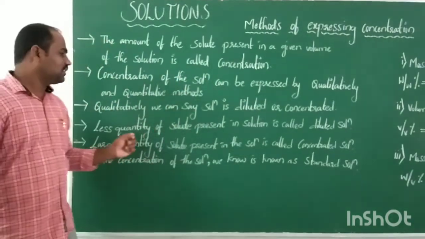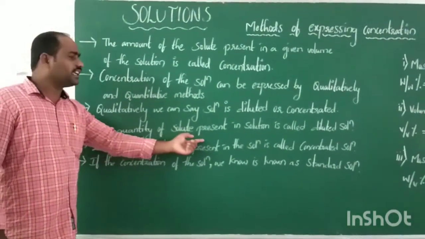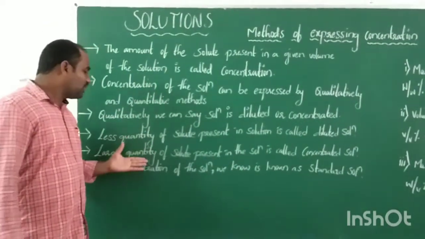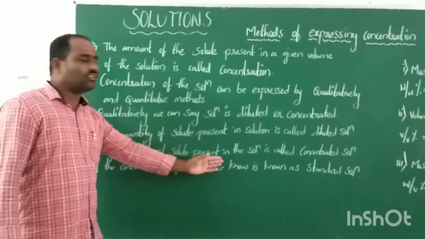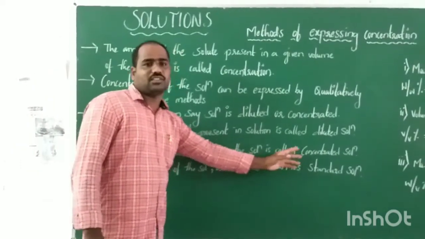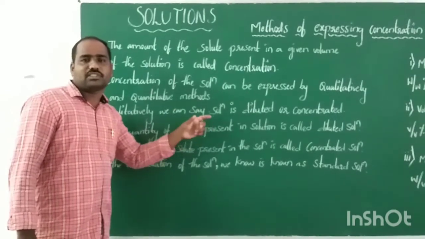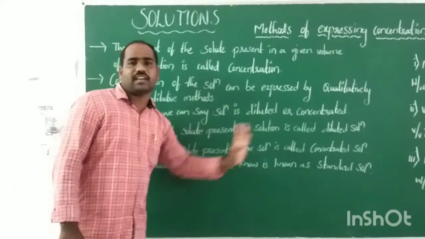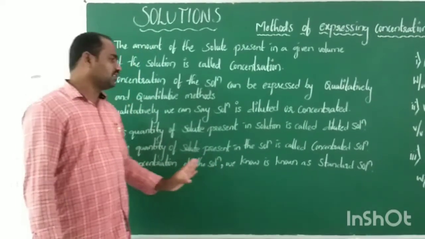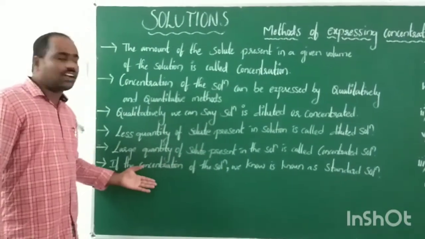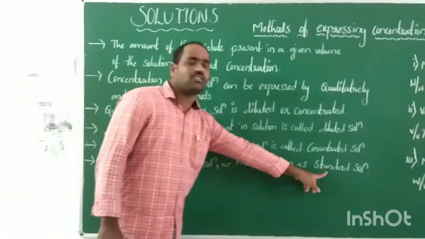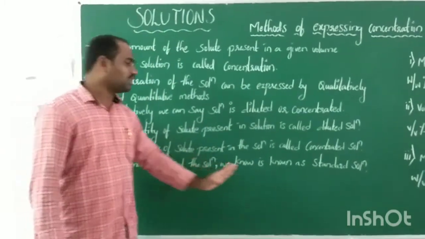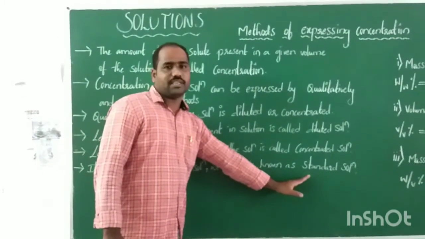Dilute solution means a less quantity of the solute is present in a given volume of the solution. A large quantity of the solute present in a given volume of the solution is called a concentrated solution. If we know the concentration of a solution, that solution is known as a standard solution.